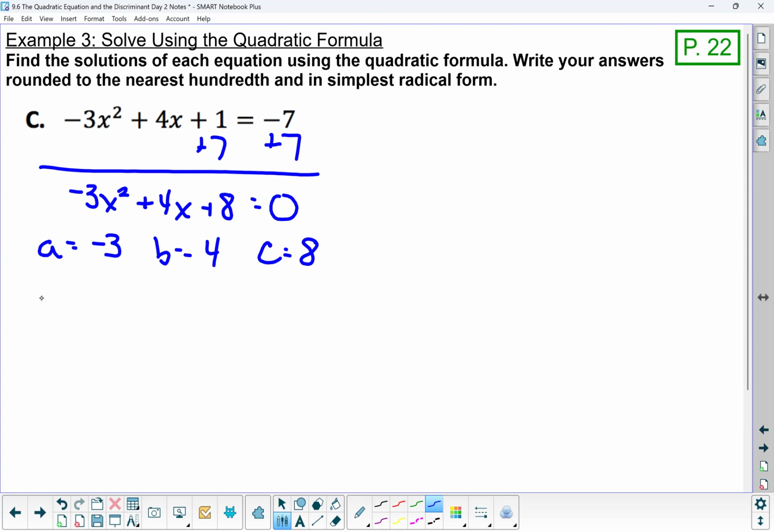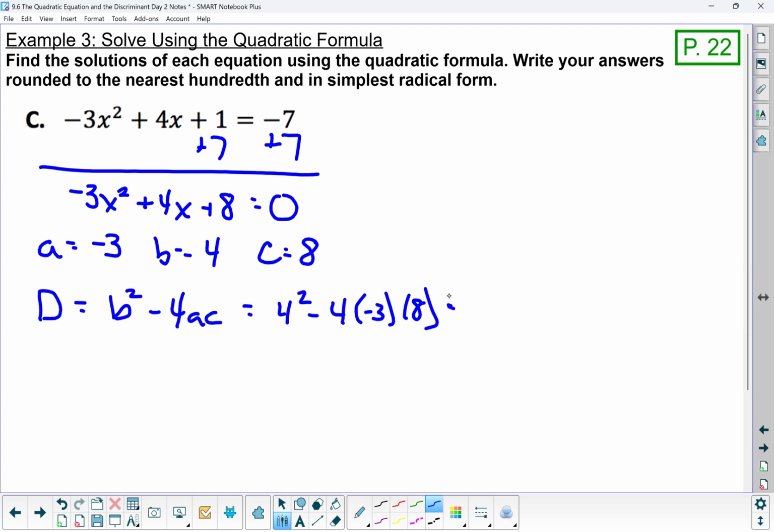Once we have that, the next thing I would do is calculate the discriminant, which is B squared minus 4AC. So 4 squared minus 4 times -3 times 8. And again, if you wanted, you could certainly use the calculator.